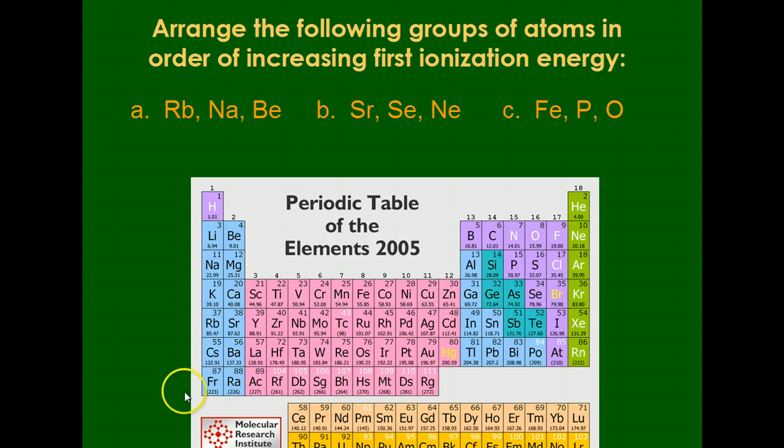So if I look at the order, if I want to go from smallest to biggest, the smallest one this time is going to be the one closest to francium, and that would be Rb. The one with the largest is going to be the one closest to helium, which will be Be, and sodium will fall in between. So these actually were already written in order from smallest to largest ionization energy.